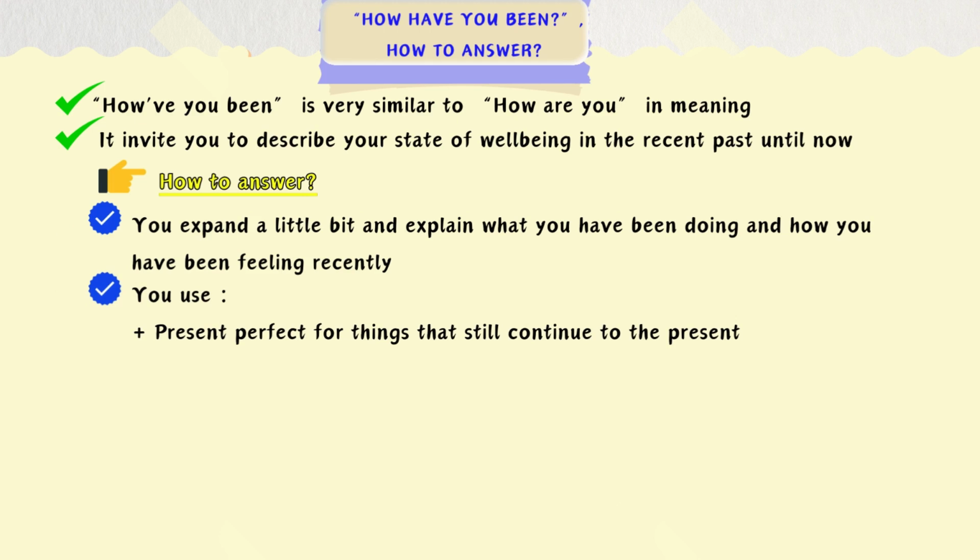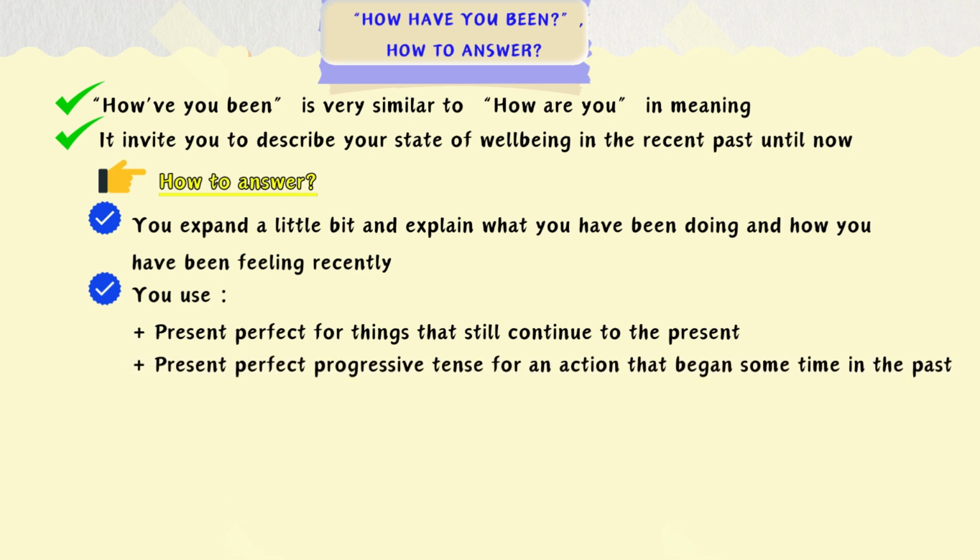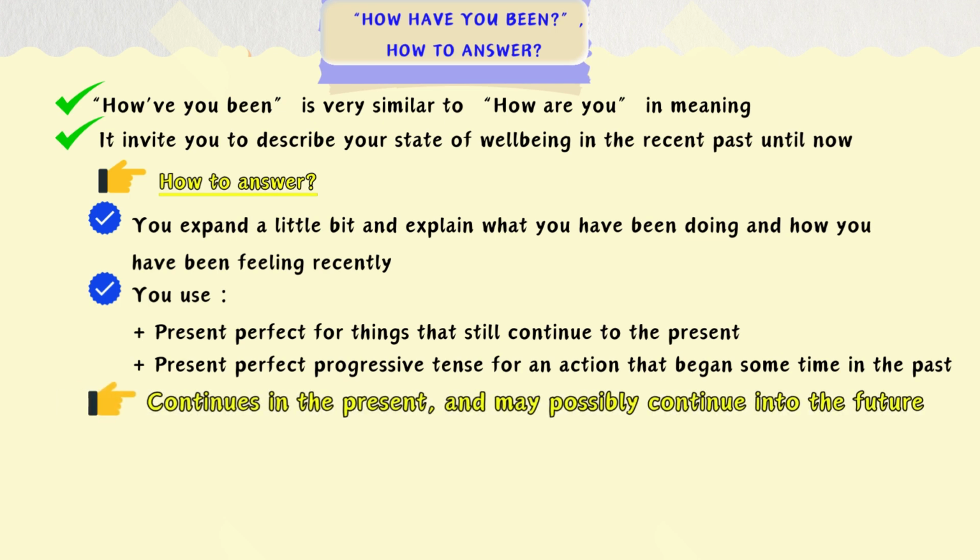You can choose to use the present perfect for things that still continue to the present, the past simple for things that were finished at an earlier date, or you will be answering using the present perfect progressive tense. And this is done by using I have been, plus the continuous verb form. Present perfect progressive tense describes an action that began sometime in the past, continues in the present, and may possibly continue into the future.